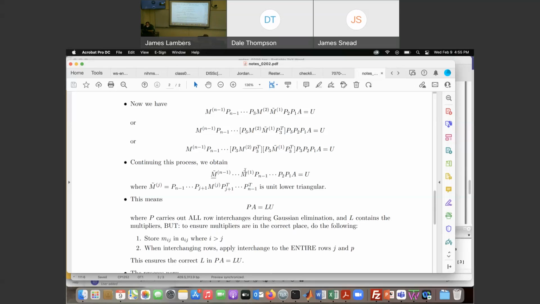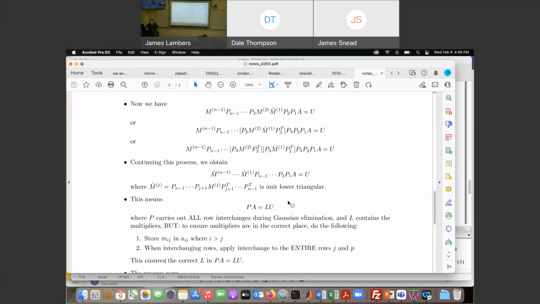Each of these M tildes has this definition in terms of the original operations that you actually performed. It's just that all subsequent row interchanges and also column interchanges have to be performed too. But as far as what happens in a practical implementation, really you're just doing this.